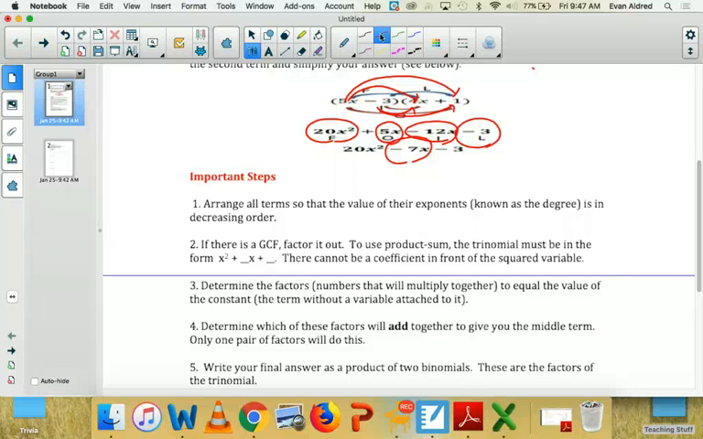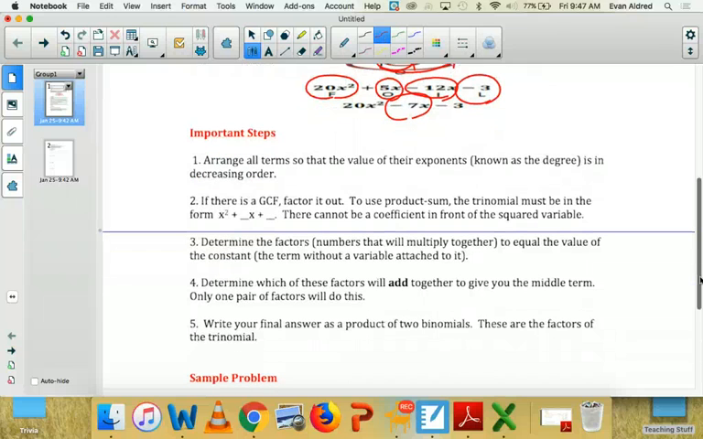When solving these problems, there is a list of steps that will get you to your final answer. So the first thing you want to do is arrange all terms so the value of their exponents, which is called the degree, is in decreasing order.